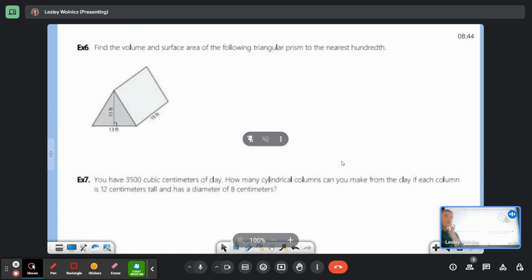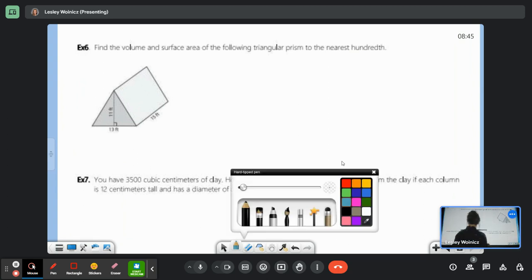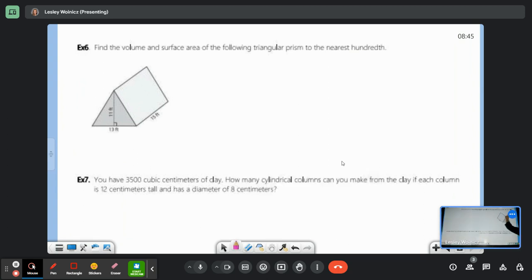Okay, you might remember from the last time we did this that this kind of looks like the base is an equilateral triangle, but we don't have any 30, 60, 90 markings on it that would tell us that. So what we do know is that this little guy is going to be half of the 13. So what is that side? 6.5. Okay. So we had to use the Pythagorean theorem to get our hypotenuse because we need the perimeter of the base in our formula, right?